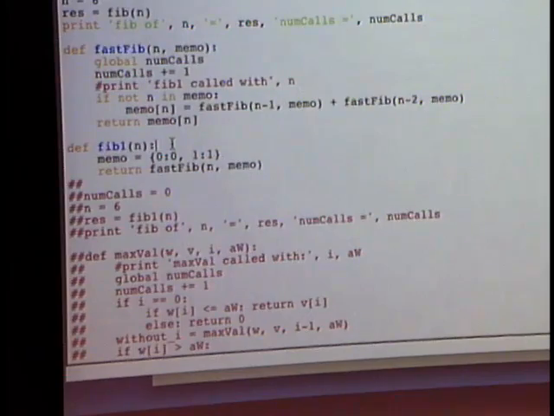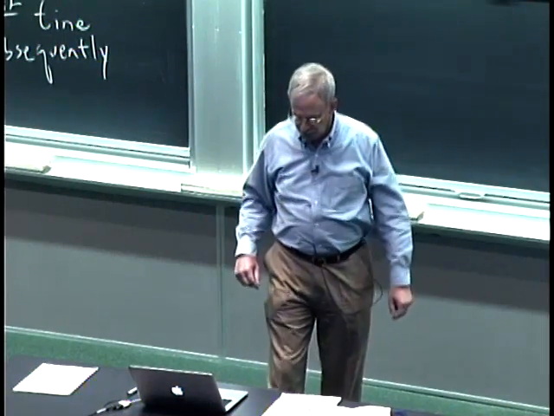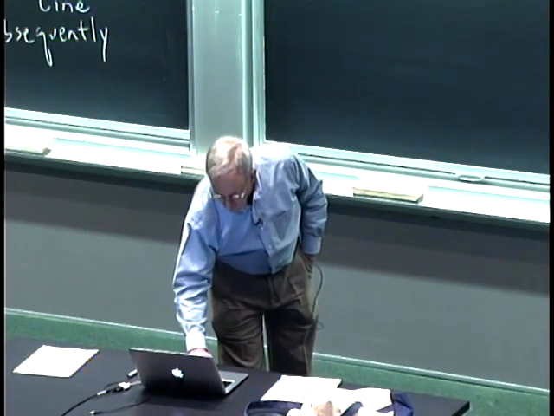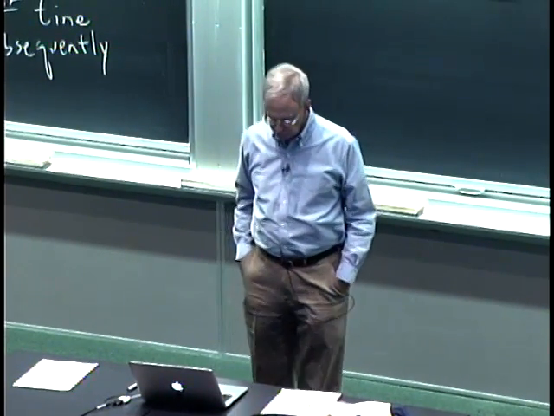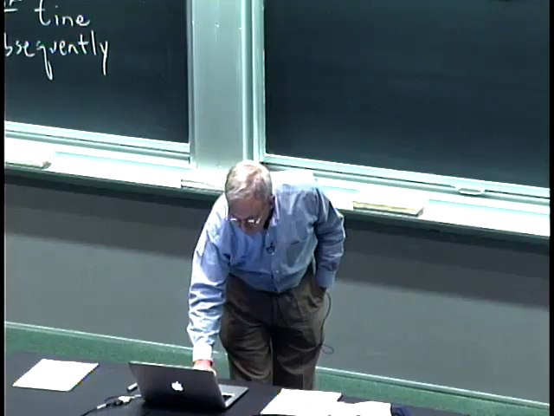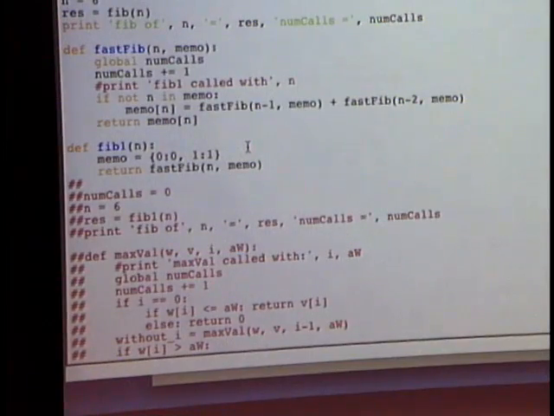Because when somebody calls Fibonacci, they shouldn't worry about memos and how I've implemented it. That has to be under the covers. So I don't want them to have to call something with two arguments, the integer and a memo. So I'll create fib 1, which has the same arguments as fib. The first thing it does is it initializes the memo.